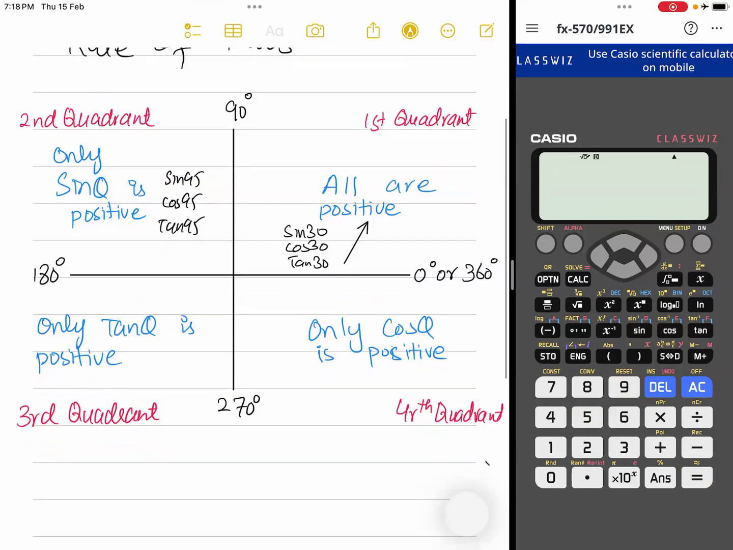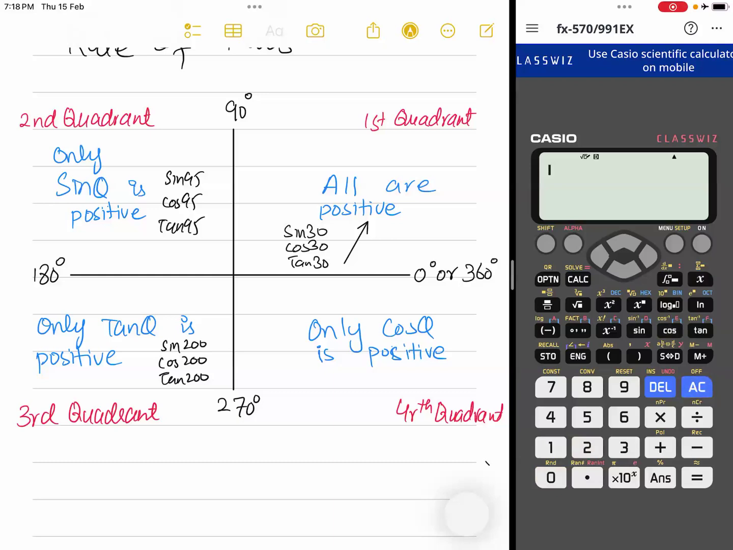So let me take an angle greater than 180 and less than 270, for example 200. Check sine 200, cos 200, and tangent 200. So sine will be negative. Check, sine 200 is negative. Cos 200 is also negative. But check tangent 200, which is positive.